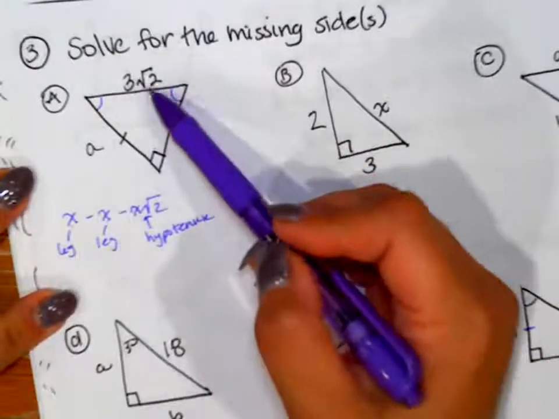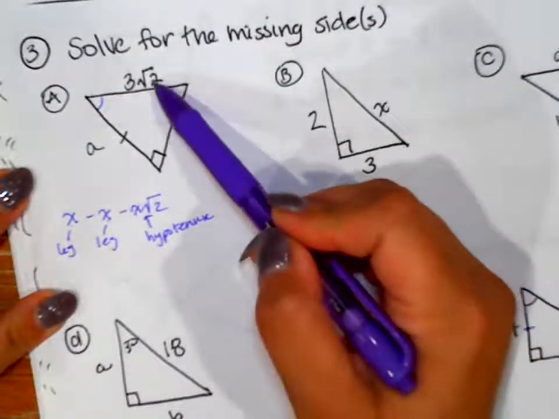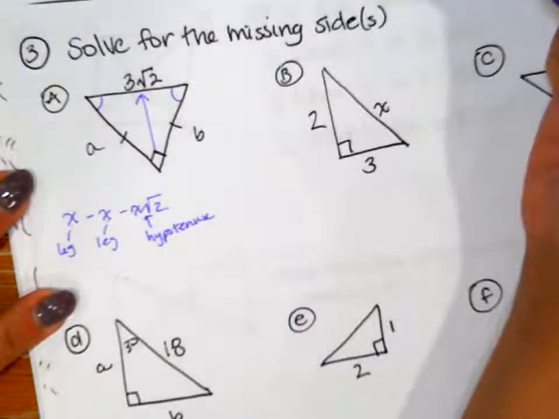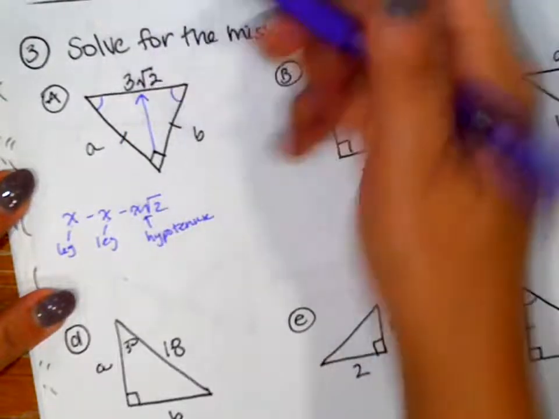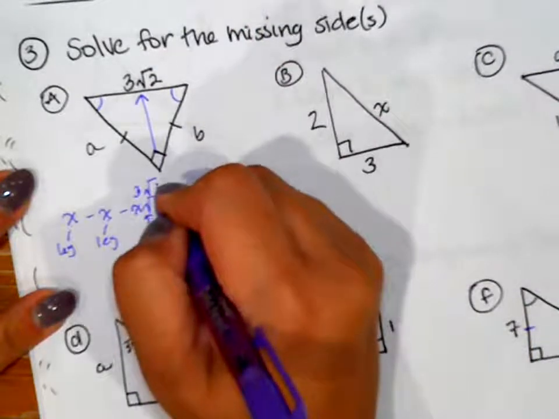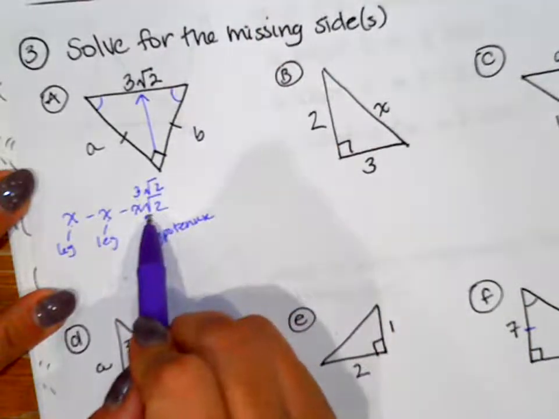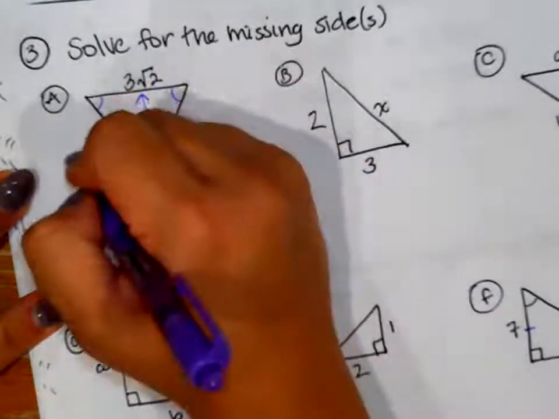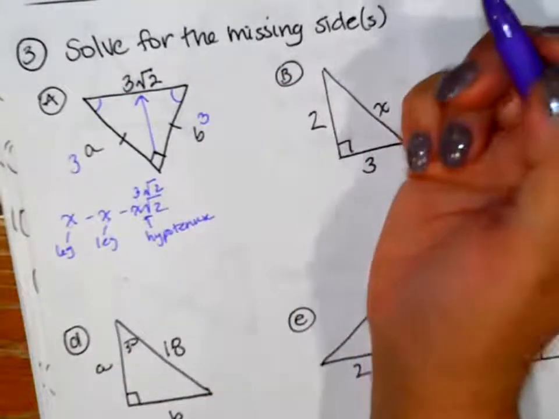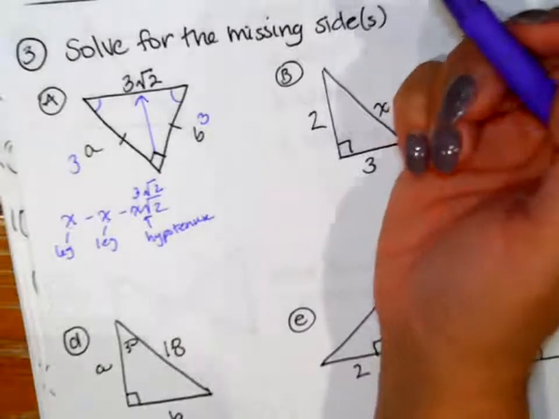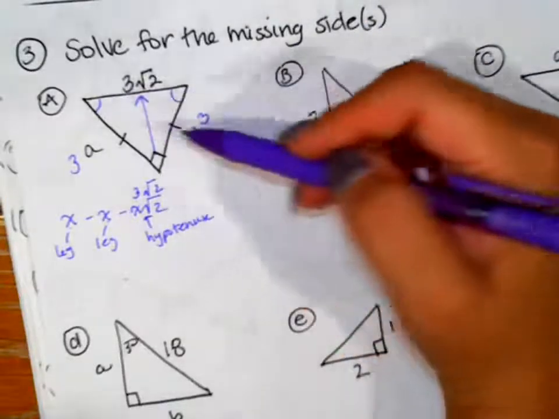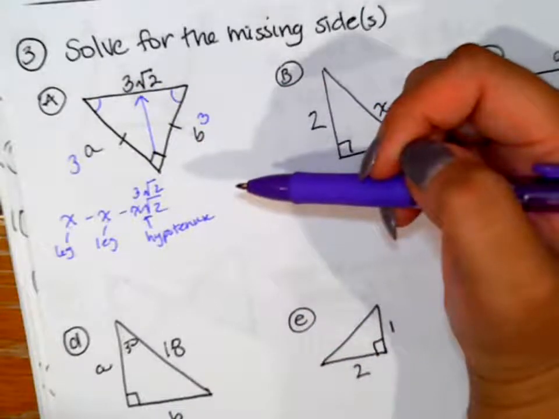If this is your hypotenuse, they've given you the hypotenuse. How do I know it's a hypotenuse? Because it's directly across from the right angle. If this is 3 rad 2, and this is my pattern, X, X, X rad 2, these guys right here are 3 and 3. These require no math. This is straight up being able to identify a type of triangle.